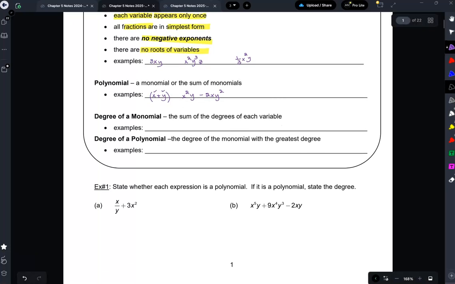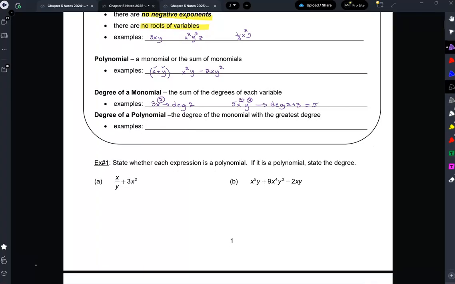Now, the degree of a monomial is the sum of the degrees in each variable. So, if you have 3x squared, the degree is 2. Now, if you have 5x squared y cubed, the degree is 2 plus 3, 5. Okay, so it's the sum of the degrees of each variable.